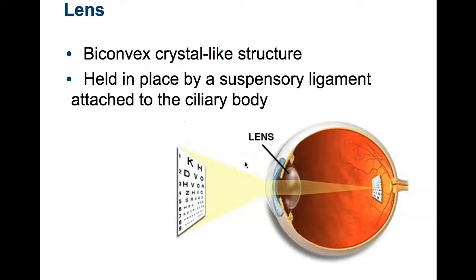Alright? So again, it's going to be held in place by these little suspensory ligaments in the ciliary bodies. And what's going to happen is if we're trying to focus on a picture, sometimes this might contract and pull, and it's going to change the shape of our lens. And as that lens shape changes, so will the way that light gets bent.